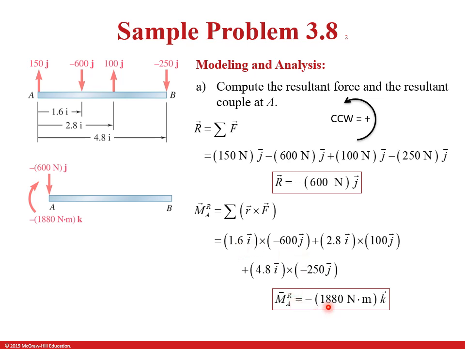We wind up with a negative 1880 Newton meter k, right? So that's showing us it's a clockwise direction because it's a negative. So this is the moment about point A. All these forces result in a net force of minus 600 Newton and a moment about A of minus 1880 Newton meter. This is a force couple system.